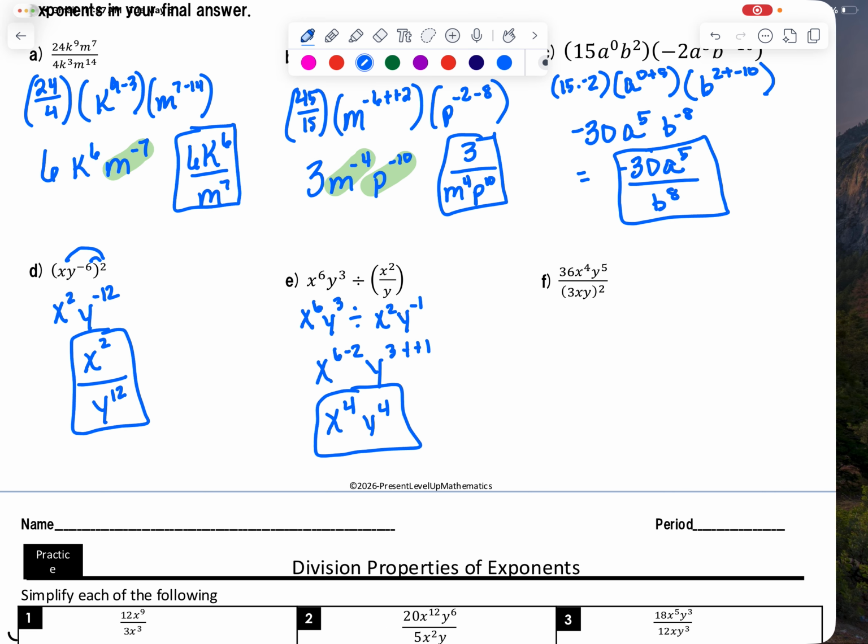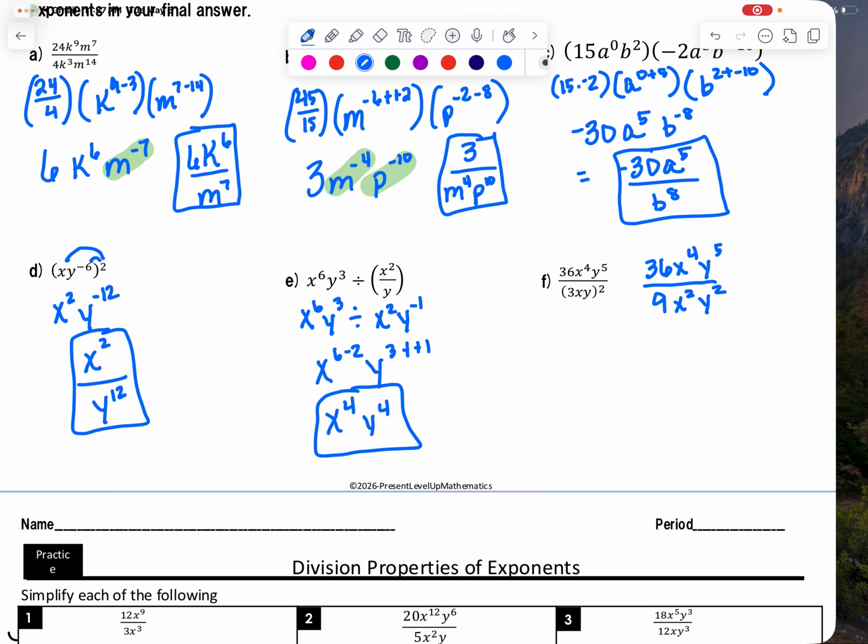All right, pause the video and try problem F on your own. All right, welcome back. Let's see how you did. There wasn't anything I could do to simplify the numerator, so I just left it as is. But on the denominator, I applied that 2 power to everything in the parentheses. So 3 to the 2 power, 3 times 3 is 9, and then x squared, y squared.